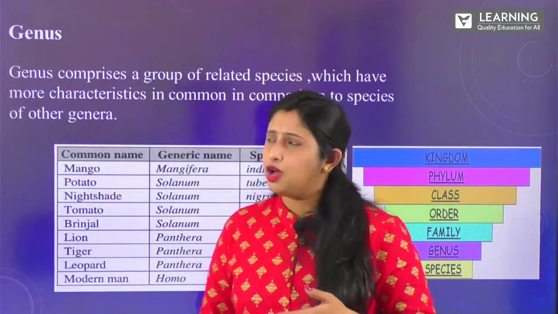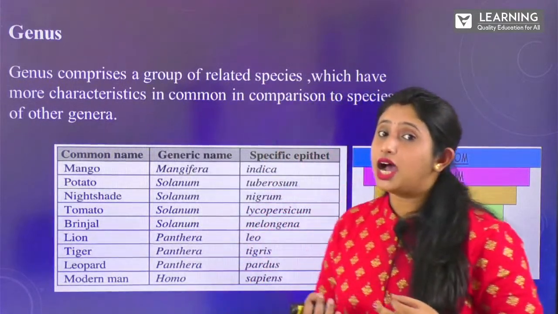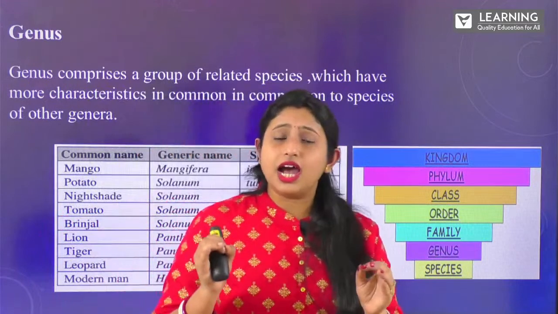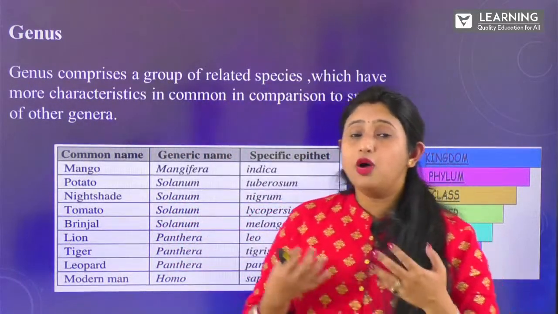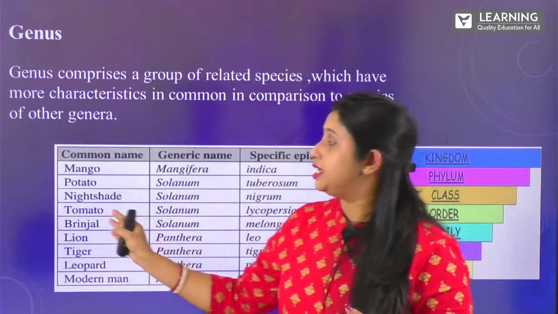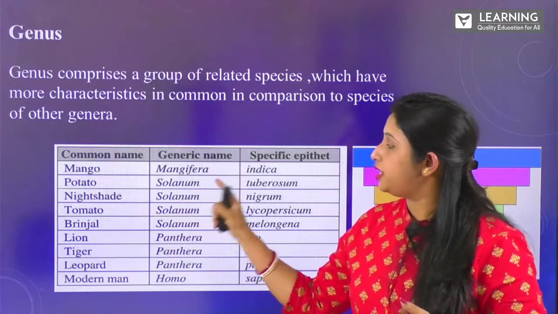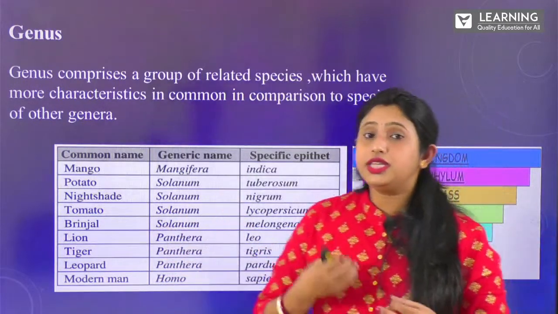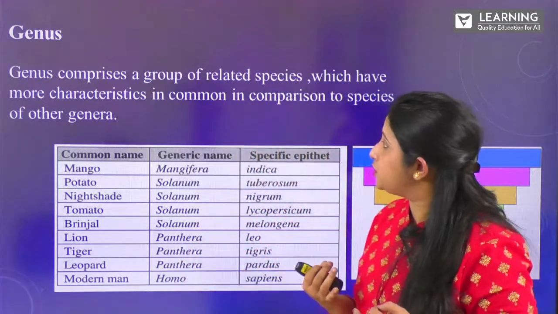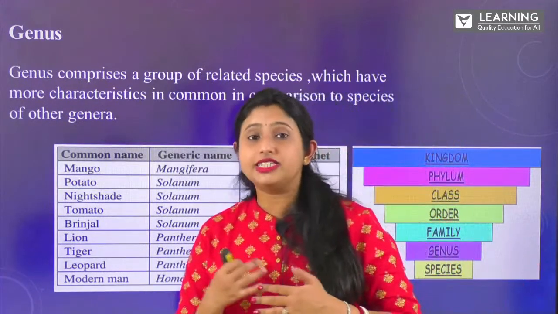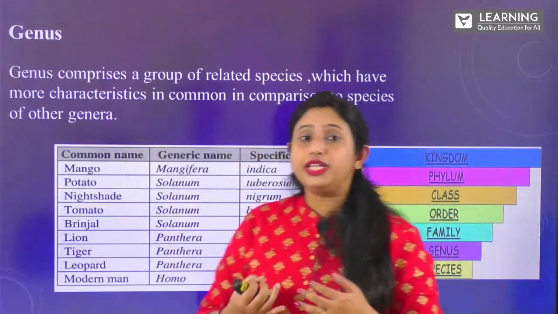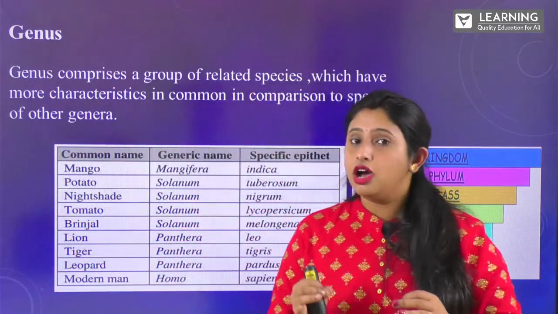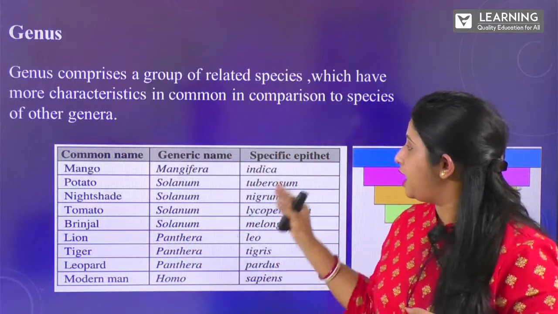Next, let us see the genus. What is this genus? Genus is a group of related species. They have some more characteristics in common. Here you can see potato, that is genus Solanum, right? Tomato, genus Solanum, then brinjal, Solanum. These are species which have some more characteristics similar. Clear? So genus comprises related species which have some similar characteristics. So that is your generic name and your species name.